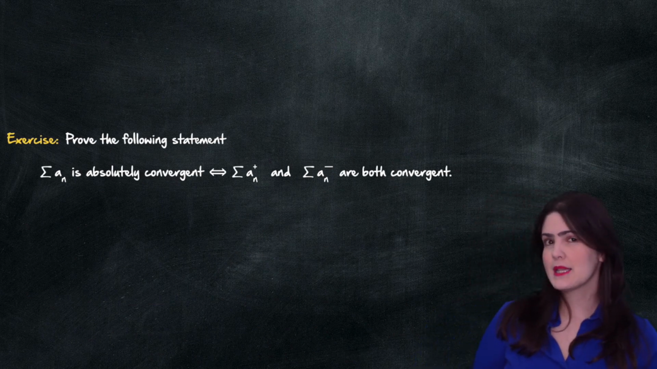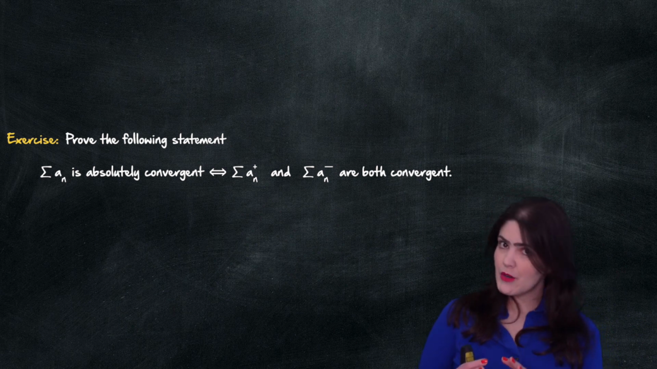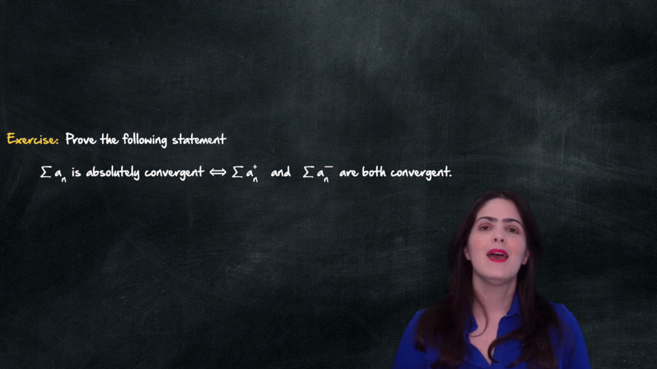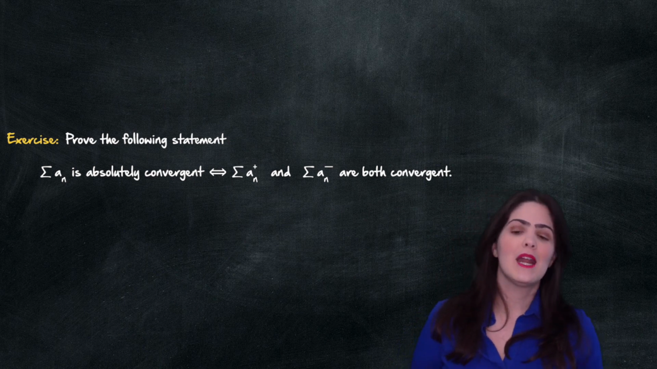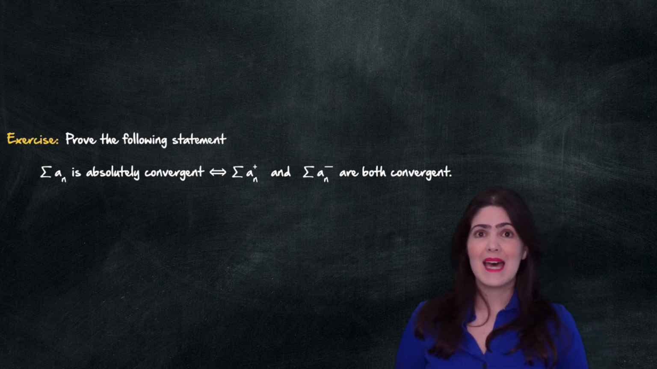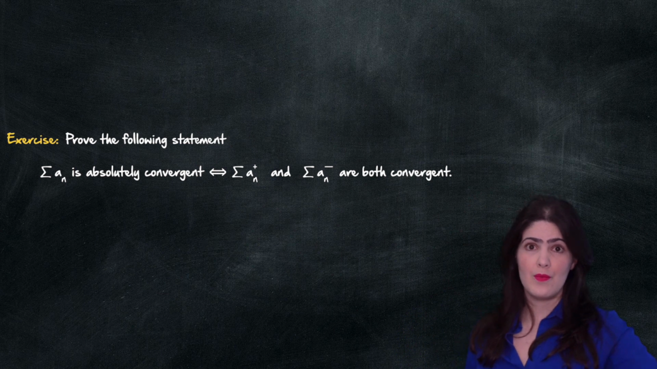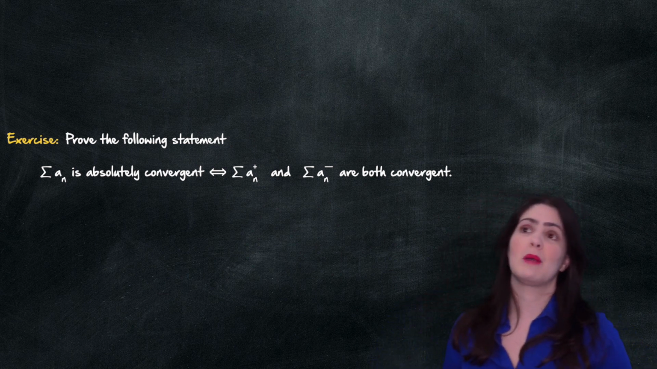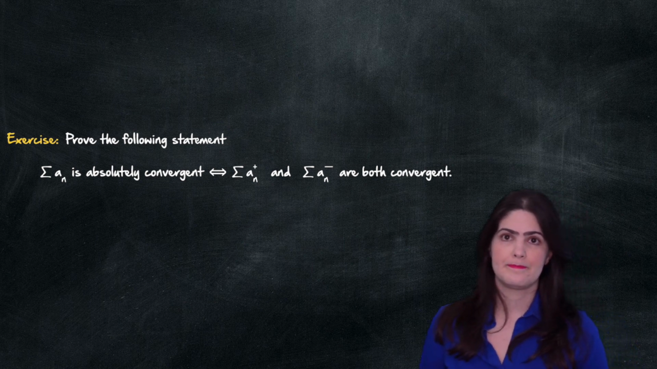And here I'm leaving an exercise for you. Part of the proof of this is actually hidden, but not too hidden, in the proof of the previous statement. And I want you to show that if I know that a series is absolutely convergent, this is equivalent to knowing that the sum of the positive terms and the sum of the negative terms are both convergent.